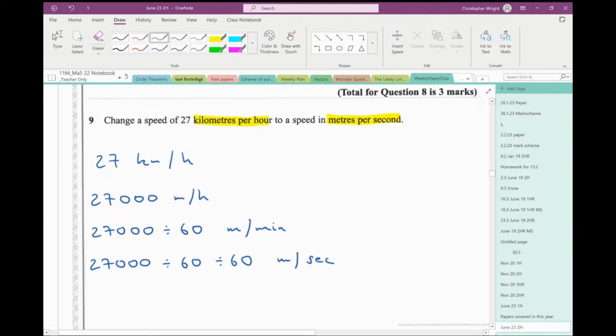So I need to do 27,000 divided by 60 equals, divided by 60 equals. And I get the answer, 7.5 meters per second.